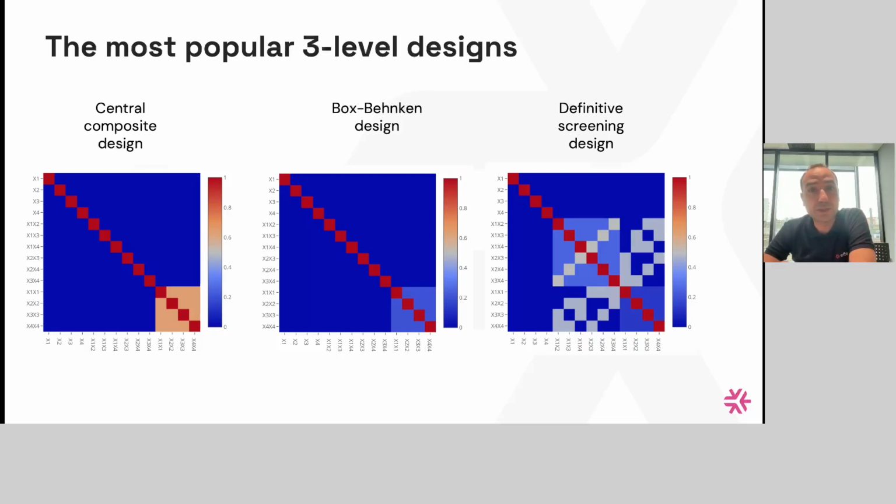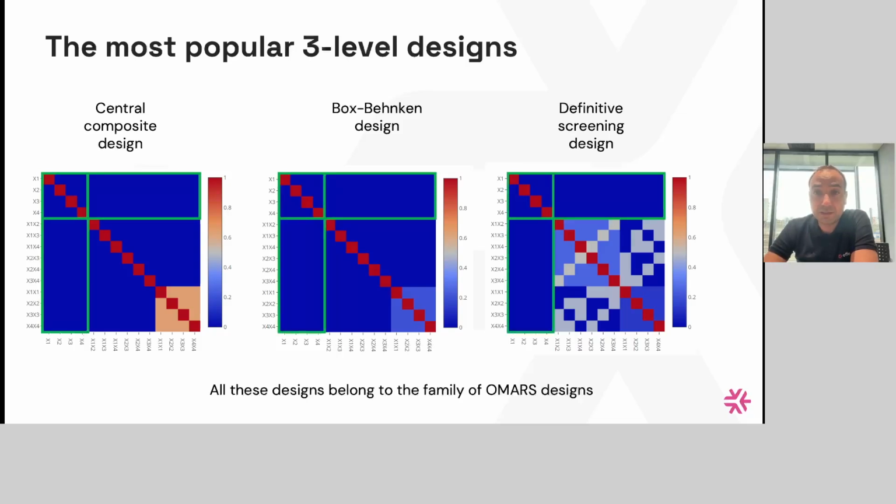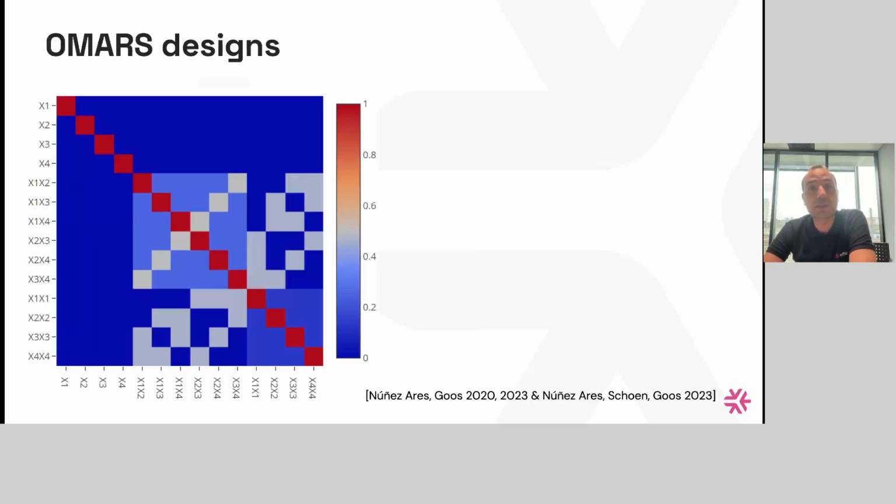For the central composite design and Box-Behnken, you can see that the main effects are orthogonal to each other and to all second-order effects, and the two-factor interactions are also orthogonal to each other and to all quadratic effects. For the definitive screening design, which is a smaller design, you can see that the main effects are orthogonal to each other and to all second-order effects. And this is actually what makes them OMARS designs. It's exactly what I have said for the definitive screening design: the main effects are orthogonal to each other and to all second-order effects. And this is what defines an OMARS design.